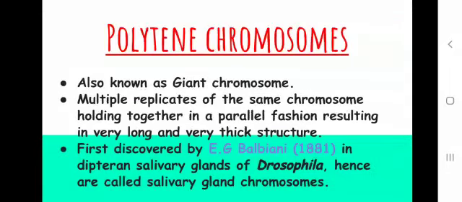What are polytene chromosomes? These chromosomes are also known as giant chromosomes. Multiple replicates of the same chromosome hold together in a parallel fashion, resulting in a very long and very thick structure. These chromosomes were first discovered by E.G. Balbiani in the year 1881 in the dipteran salivary glands of Drosophila. Hence they are also called salivary gland chromosomes.